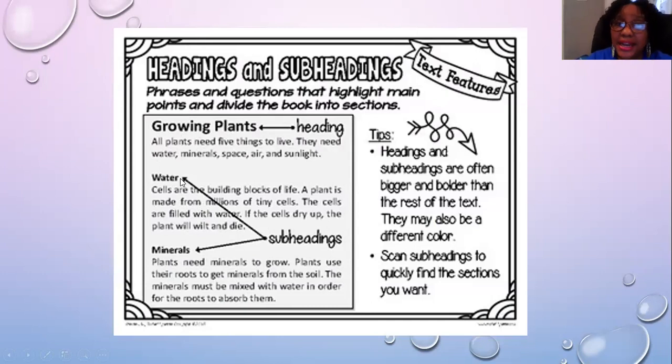The headings and subheadings tell us what that section is going to be all about. So if I was actually reading this text, I would know that under Water, this section right here is going to tell me all about water. And under Minerals, this section right here is going to tell me about what minerals are. These two sections are telling me about growing plants, which is the heading of this text. If I confused you, I'm so sorry, but we're going to practice in a moment.